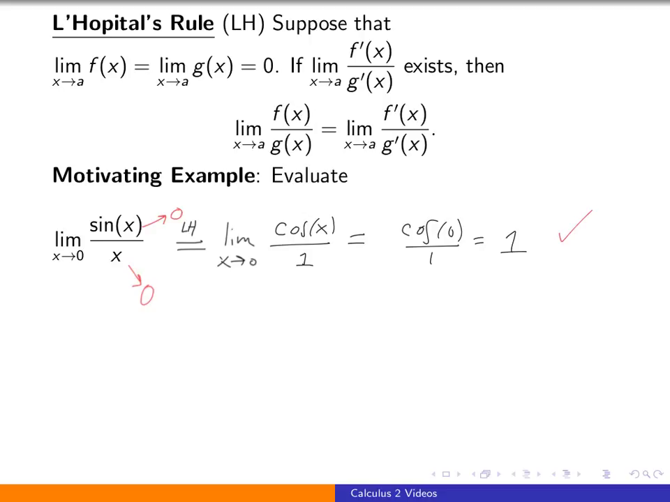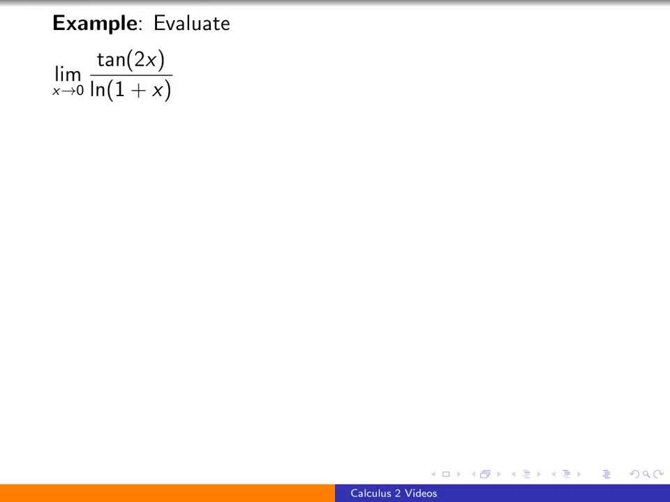Let's look at a few more examples. Let's evaluate the limit as x approaches 0 of tangent of 2x over natural log of 1 plus x. And I'm going to note immediately this is not a limit that we previously could have handled. We first want to think about individually in the top and the bottom, what is happening as x approaches 0? Well, both of those are continuous functions, so the top would go to tangent of 0, which is 0, and the bottom is going to go to natural log of 1, which is 0. So we have what we might think of as an indeterminate form of type 0 over 0.